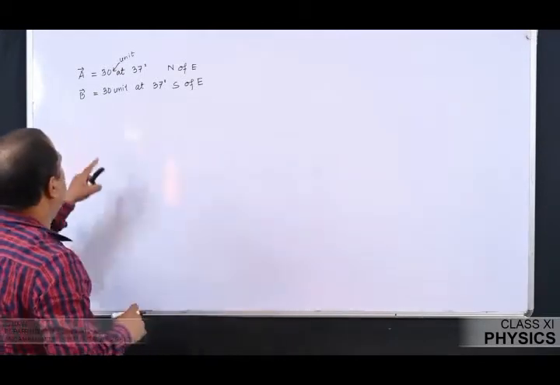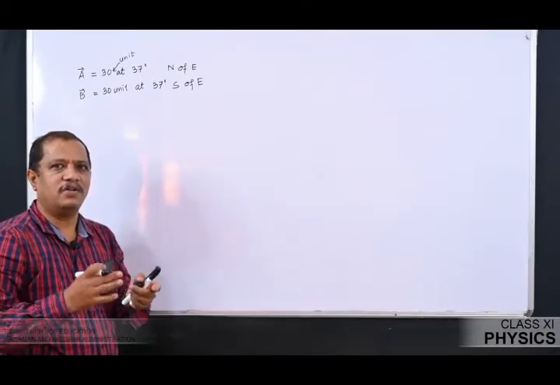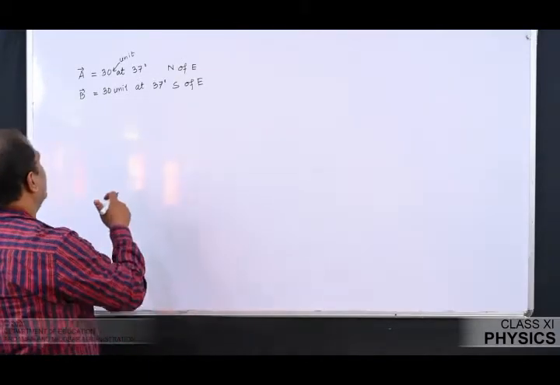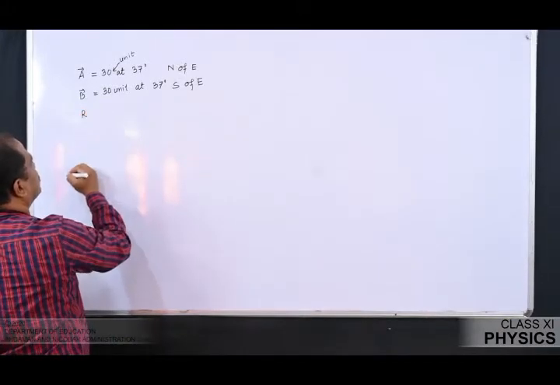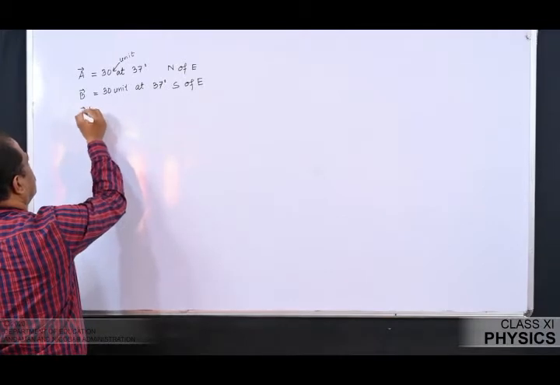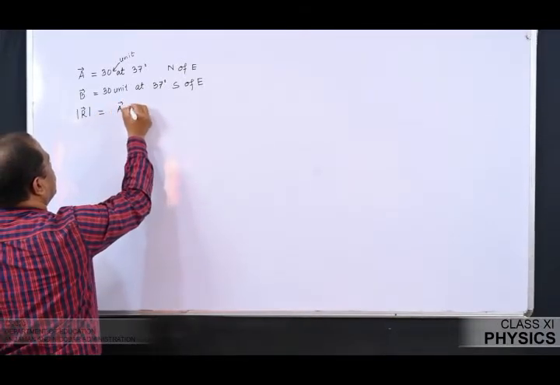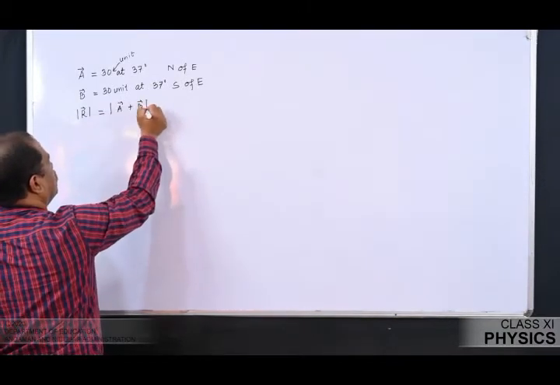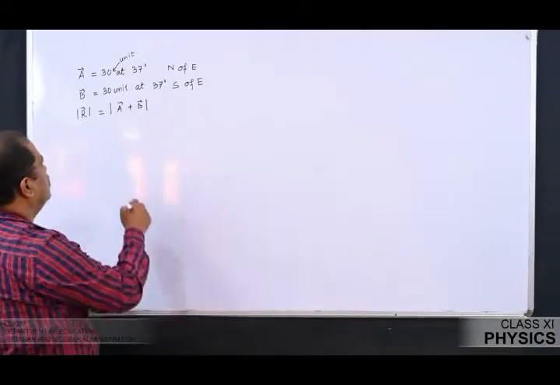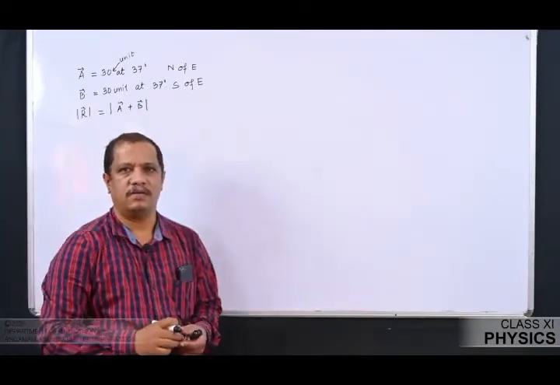Now I want to add these two vectors. On addition, I'm going to get the resultant one. You have to calculate the magnitude of the resultant of the sum of the two vectors A and B. This is what my question is.